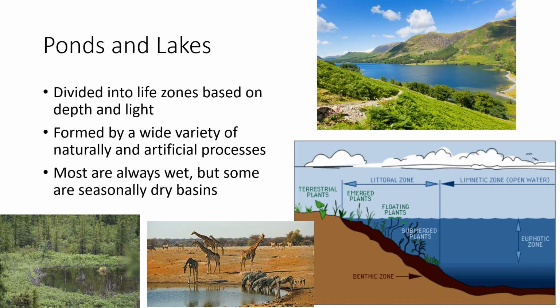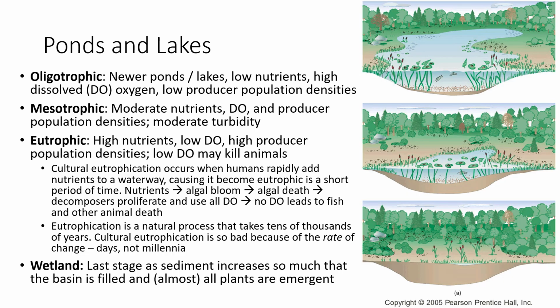All right. Ponds and lakes can be divided into life zones based off of the depth and the light. You can see that in the diagram on the bottom right. However, you don't really need to know that. You won't be tested or quizzed on it. And I never see any AP questions about the limnetic zone or the littoral zone. They do exist, and if you're into ponds and lakes, it's really cool. Check it out. So yeah, what you do need to know is this natural process of eutrophication.